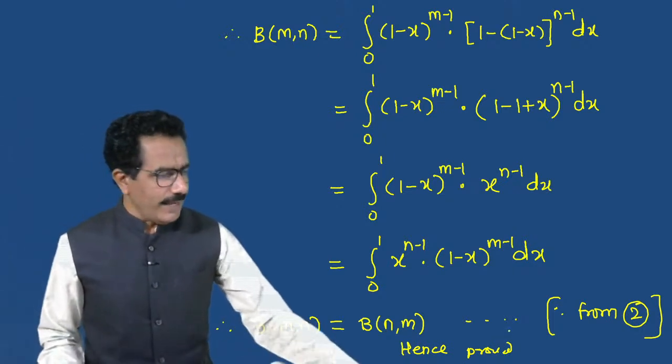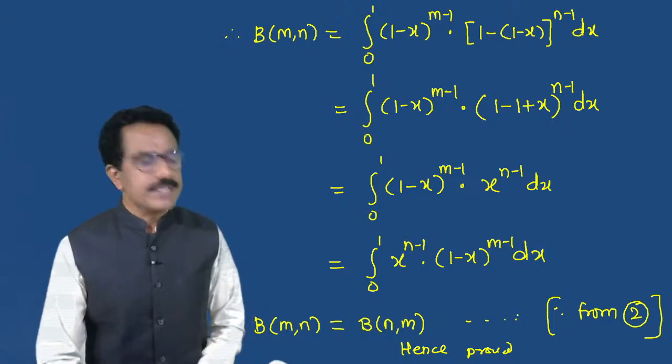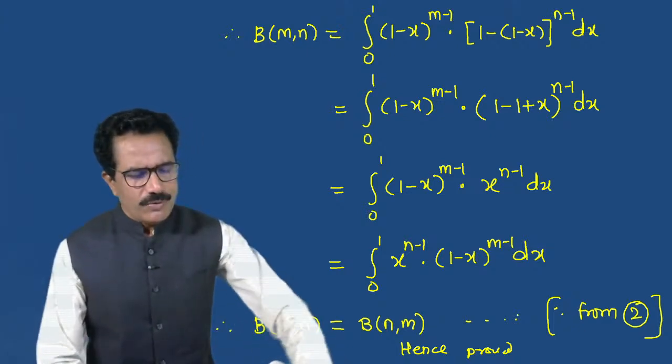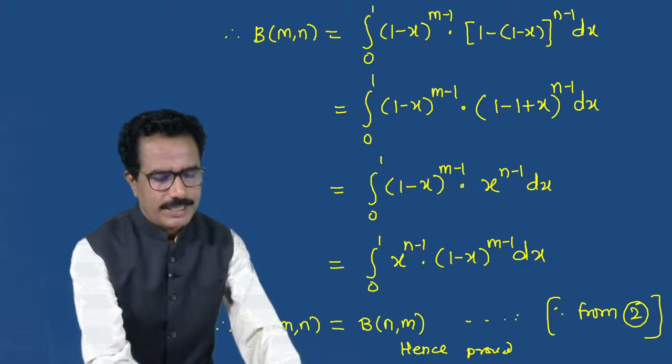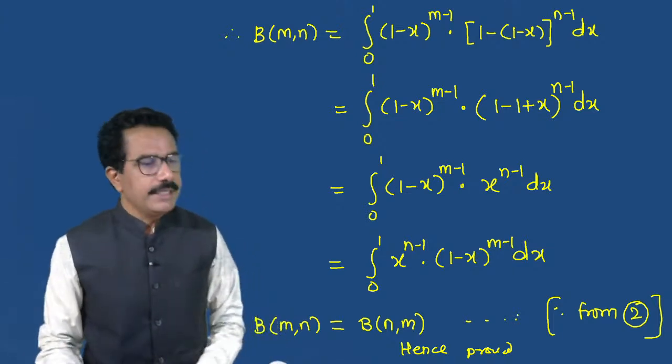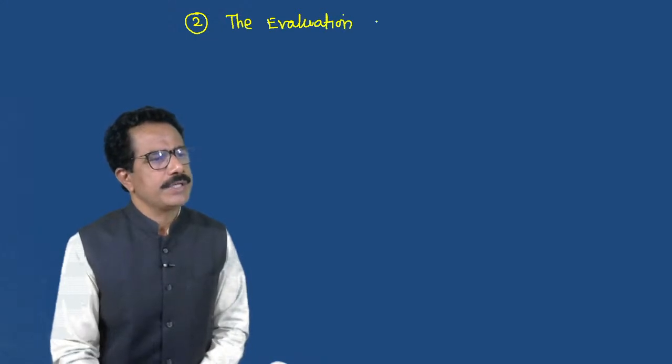Also, we can find the values of beta function. So this is one property. Now also we can write the value of the beta function. Proof is not needed. So we can write the beta function in the form of second. The value of a beta function, evaluation of beta m comma n.